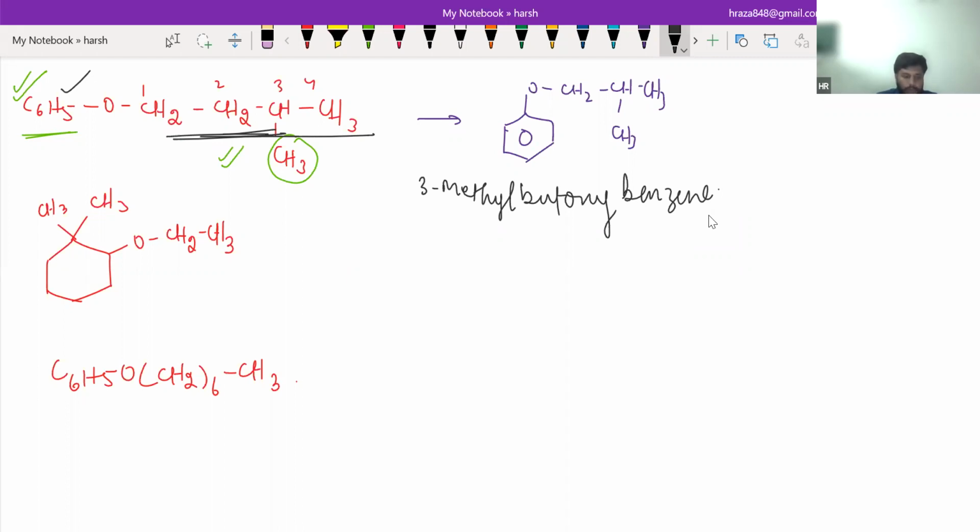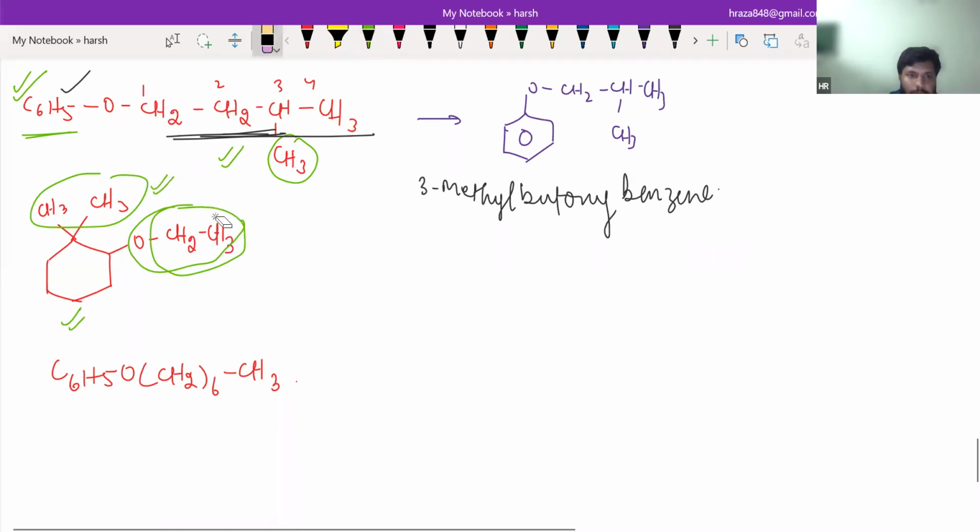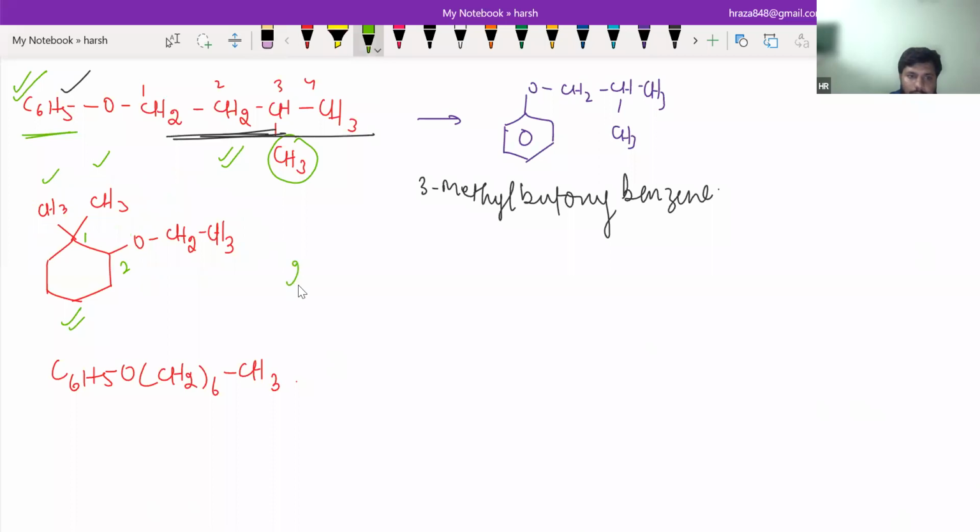So first of all, you have to see which one is the branch and substituent and which one is the parent chain. You can see here the parent chain will be cyclic. So I'm going to number it. This is also a branch, and this is also a branch. Since there are 2 branches, I'm numbering them 1 and then 2. So its name will be 2-ethoxy according to alphabetical order, and then 1,1-dimethyl cyclohexane.